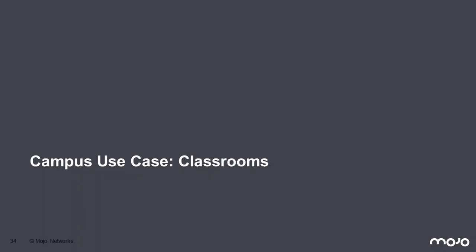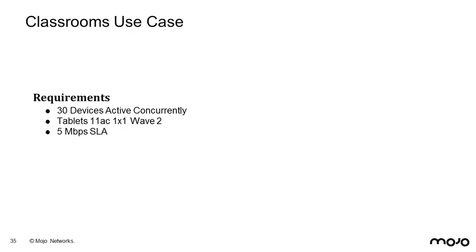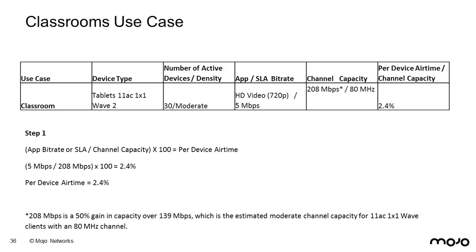All right, moving on to the classroom use. We're going to look at classrooms. So I'm going to do a simple manual design, back of the napkin type of design, and then we'll finish up with the AP placement plan. So here we have 30 devices active concurrently in a classroom, per classroom that is. They're going to be Wave 2 devices, and we want to deliver a 5 meg SLA to each device.